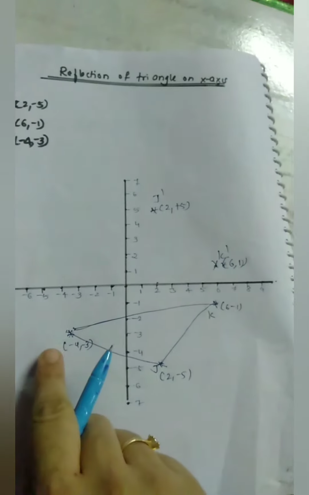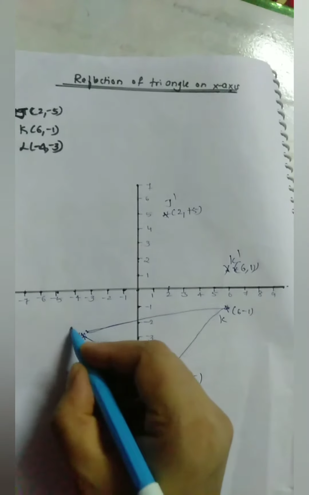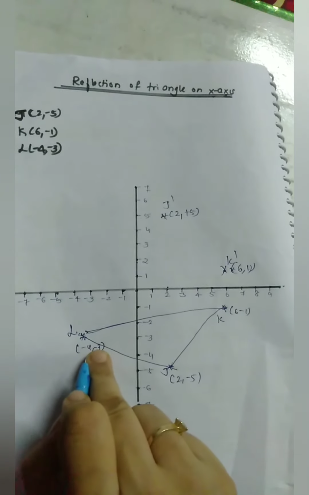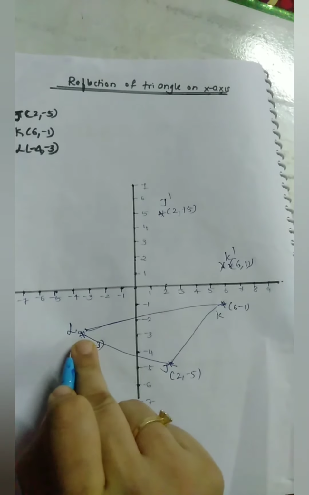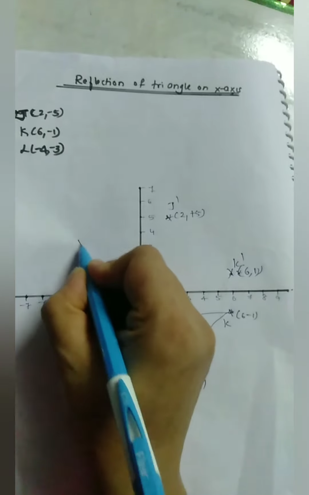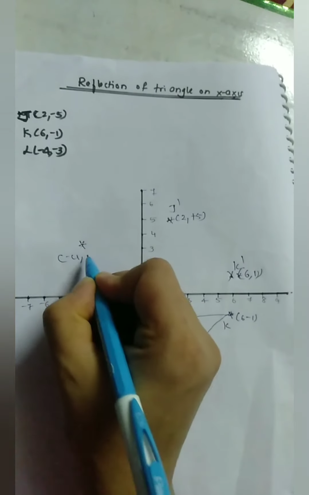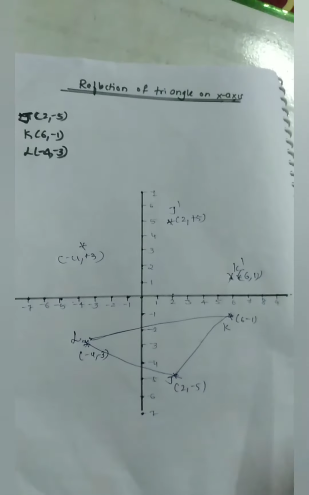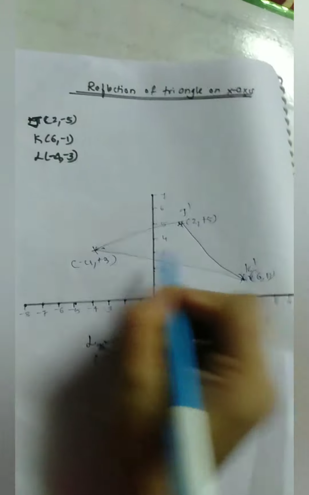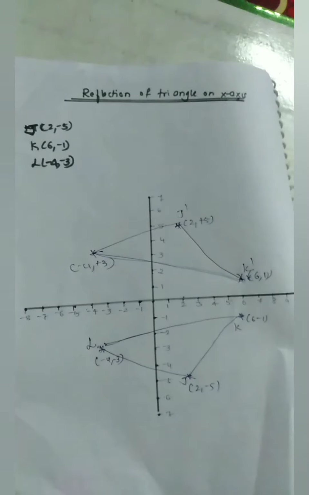Similarly we have to find the reflection of L, that is (-3, -4). Reflection of this on the x-axis is nothing but (-3, +4). Now you got the reflection of the polygon on the x-axis. Please join all these points with the scale, not with the freehand.